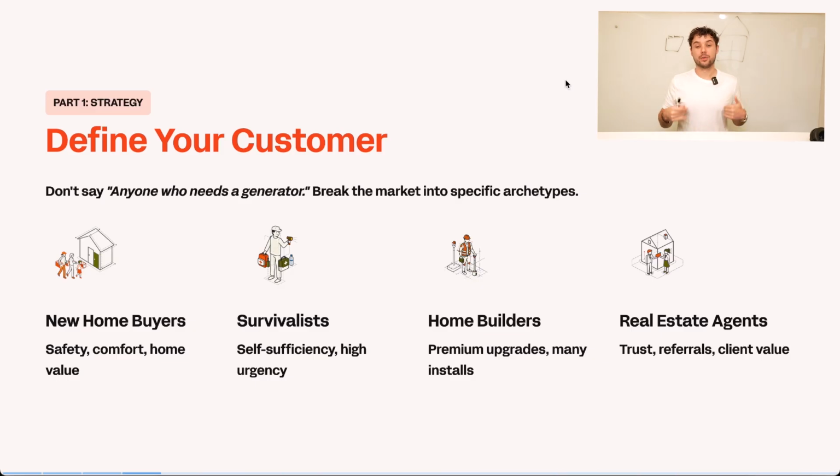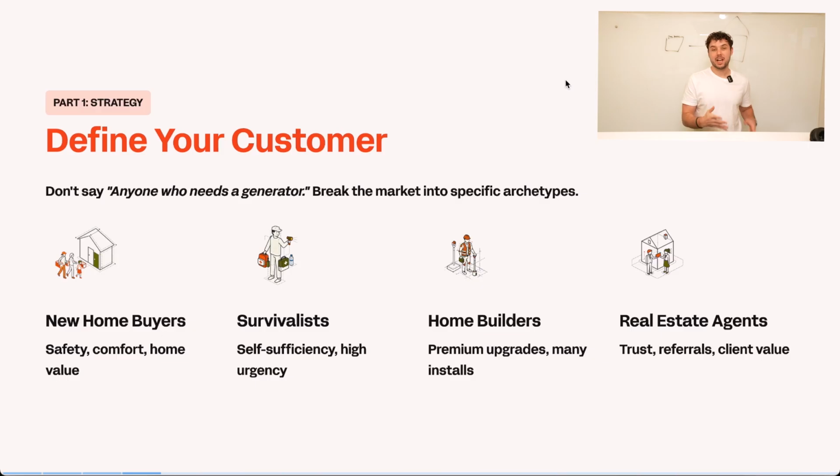To define your customer for a generator install service business, you don't just want to say anyone who needs a generator. You want to break that into specific archetypes. The 4 archetypes you could break this into are, first, new home buyers, people who value safety, comfort, or the value of their home. It could be survivalists, people who value self-sufficiency and high urgency. So people who literally think we're about to go into an apocalypse and they need a generator to power their house if the power goes out across the entire country. Next is home builders, who value premium upgrades and mini installs. And then real estate agents, who really value trust and giving their clients good value.